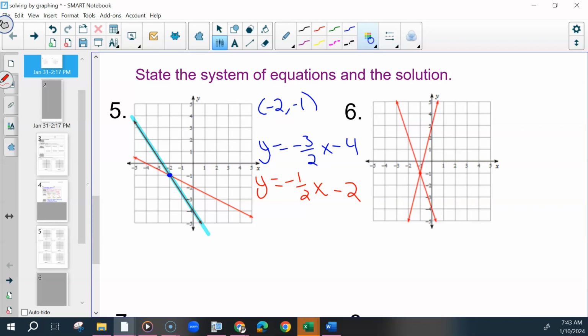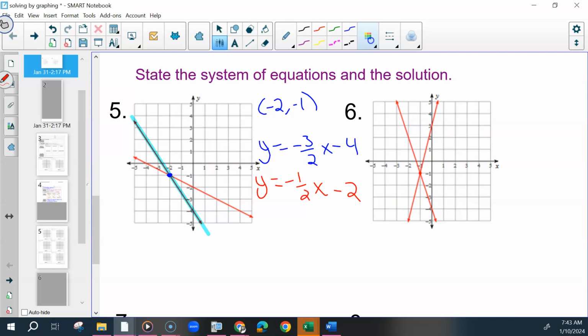So this is just doing the opposite of what we already did. Before, we had equations, we had to graph it and find the solution. Now we are given the graph and have to find the equations and state the solution. So you just have to be able to do both, back and forth. Questions on this?